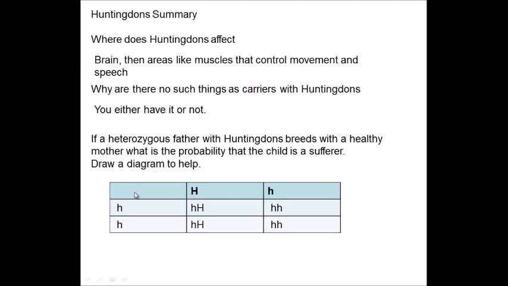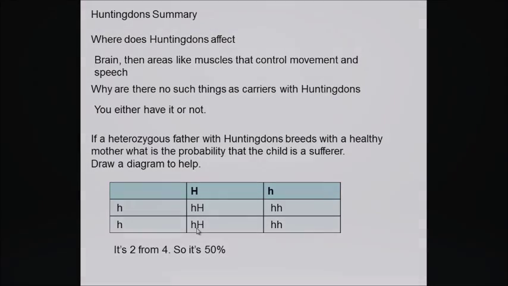And the mother has this genotype, small h, so in all of her eggs she carries small h. So you can see here that the offspring, these two here will be completely healthy, and these two will be sufferers, and therefore it's 2 from 4, therefore it's 50%.